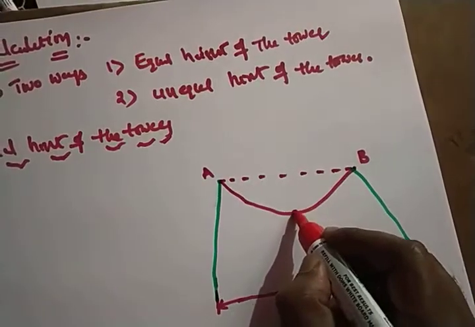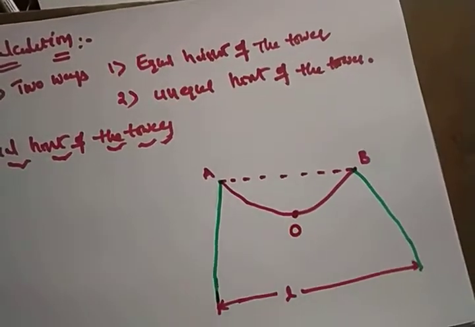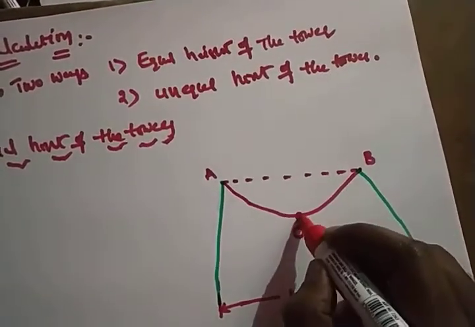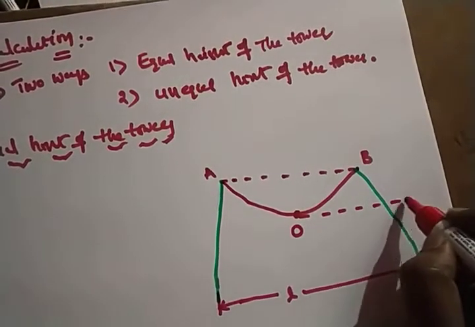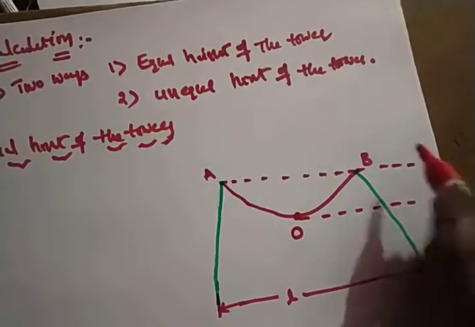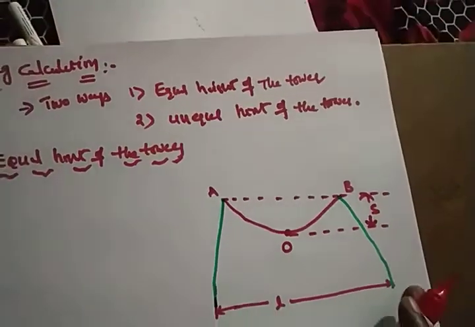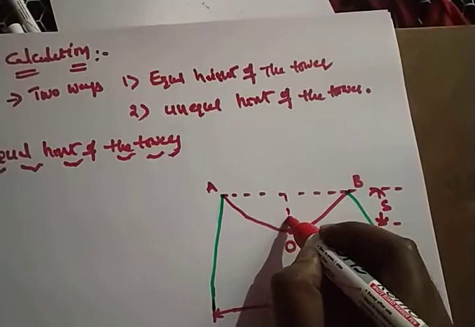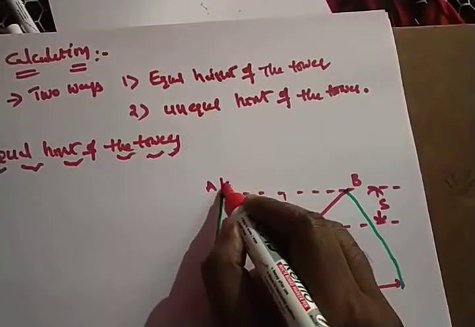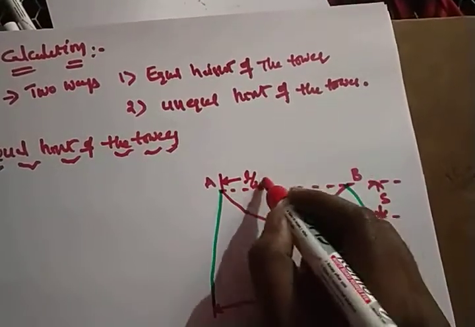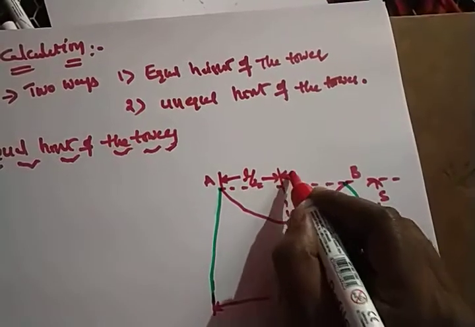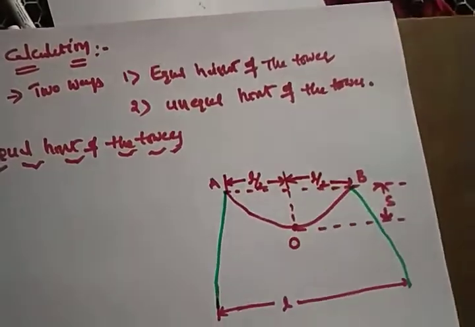This is the midpoint, so we can call it O. And this we can call the sag. So from the highest point to the midpoint, we can call it the sag. Any doubts? So the length of the transmission line is L. So what is this value? L by 2. And what is this value? L by 2. Right?